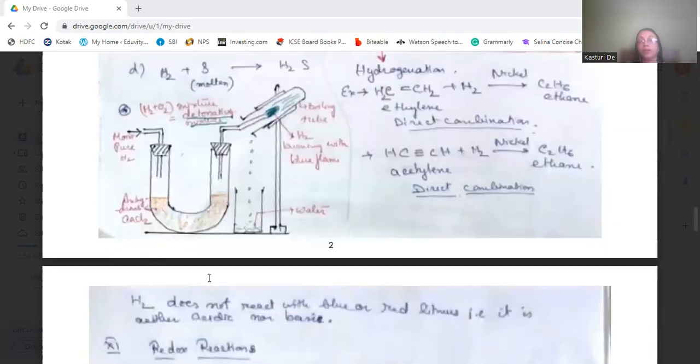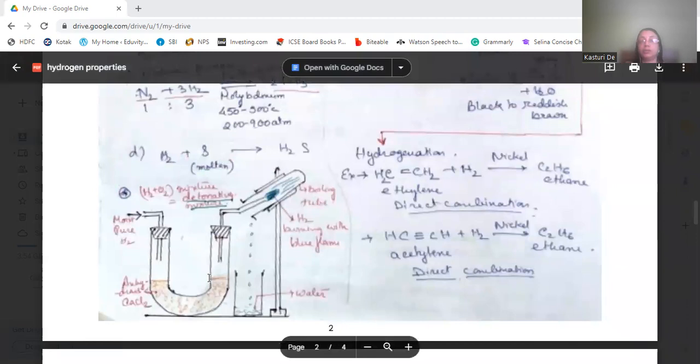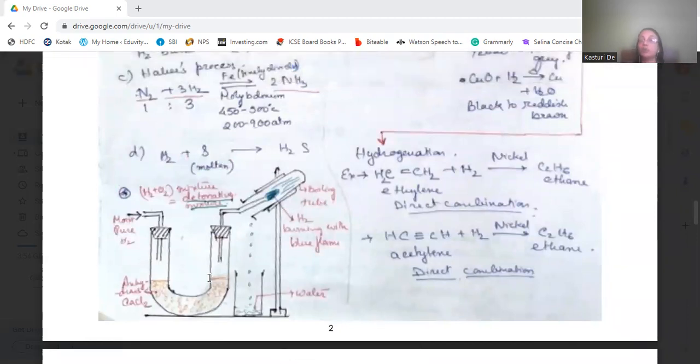Now, hydrogen combines with oxygen. We know an electric spark should be given. But when hydrogen combines with oxygen, it forms a mixture which is known as a detonating mixture. Hydrogen burns in oxygen. That is, impure hydrogen burns in oxygen to form a blue flame.